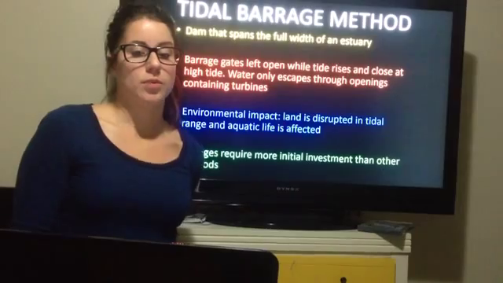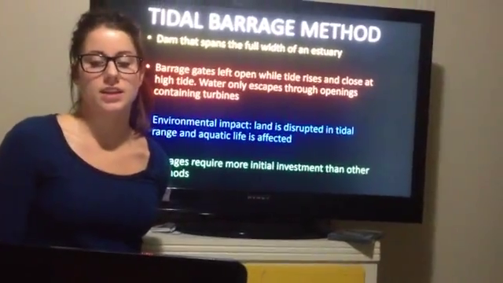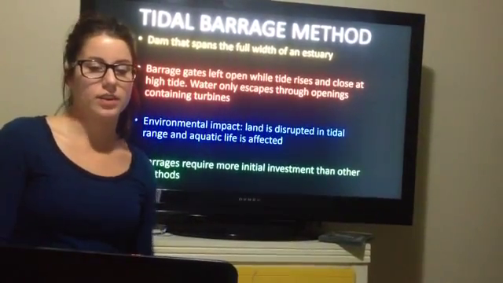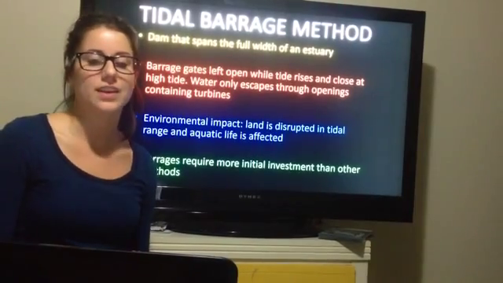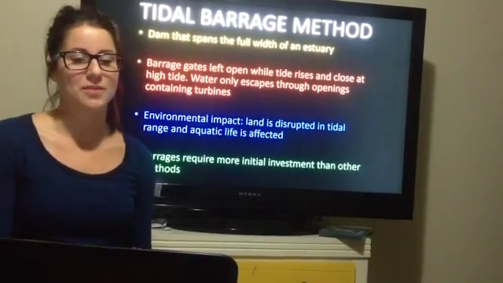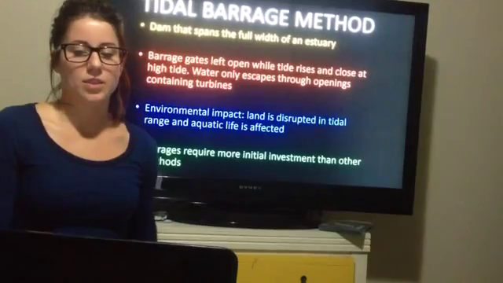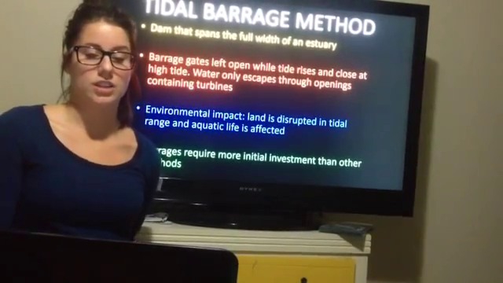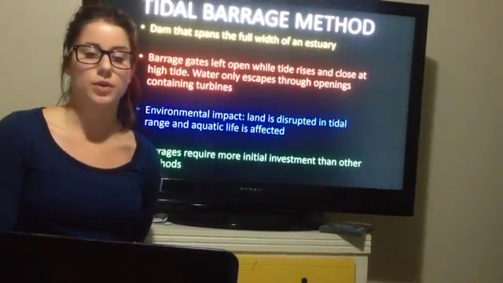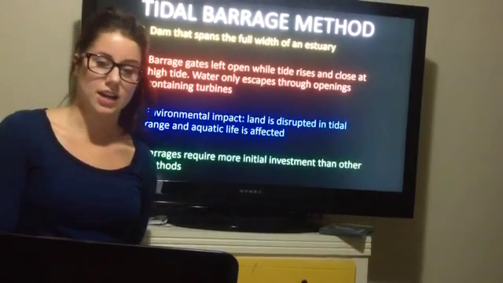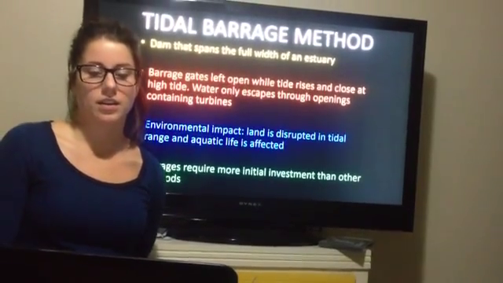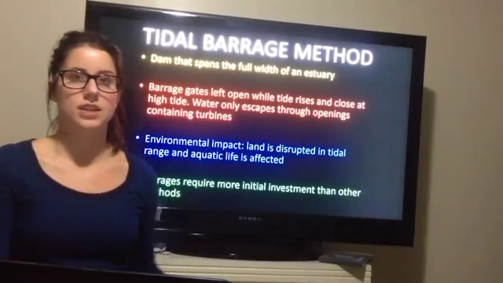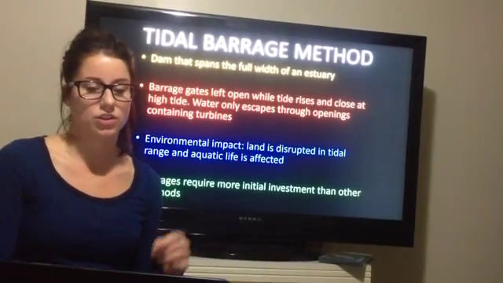Then there's a tidal barrage method that uses a dam that spans the entire width of a tidal estuary with a free-flowing connection to the ocean that operates by utilizing the water difference of high to low tides. The barrage gates are left open while the tide is rising and close at high tide. The water can only escape through openings that contain turbines connected to electrical generators.